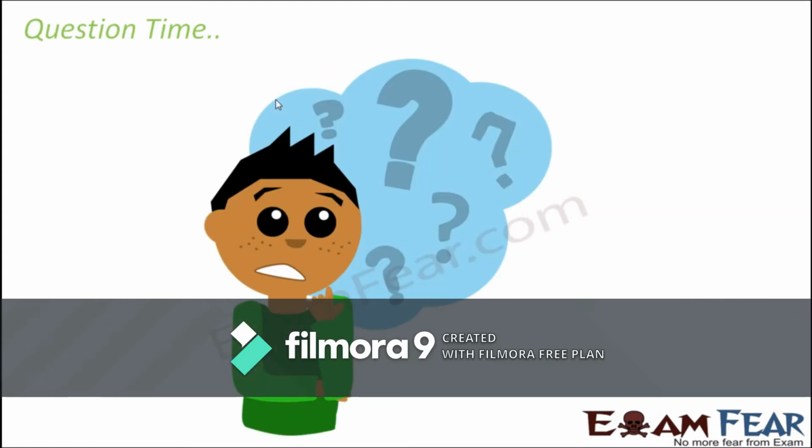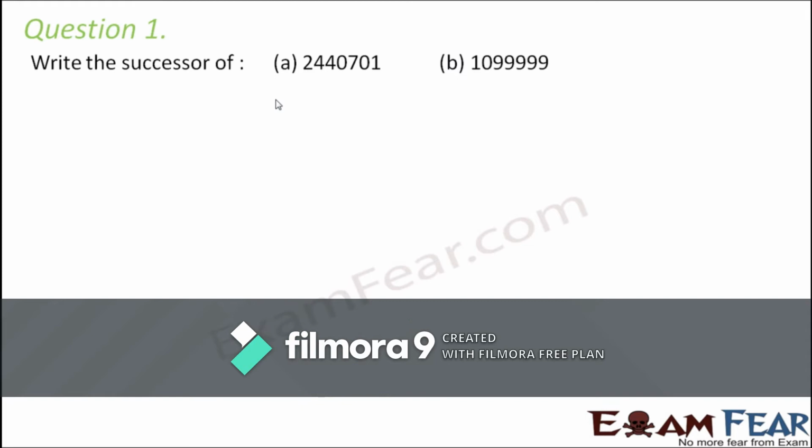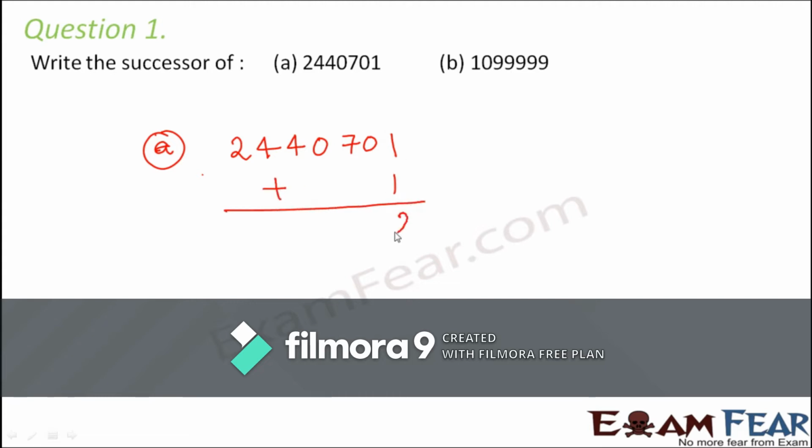Now that we have studied so far, let us quickly look at some of the questions. Question number 1. Write the successor of 2440701. Now what was that simple tip that we learned? Whenever we have to find a successor, we just need to add 1 to that number. So in the first case, this is the number 2440701. So we will add 1 to this number. So what do we get? We get 2440702. So this is the successor.